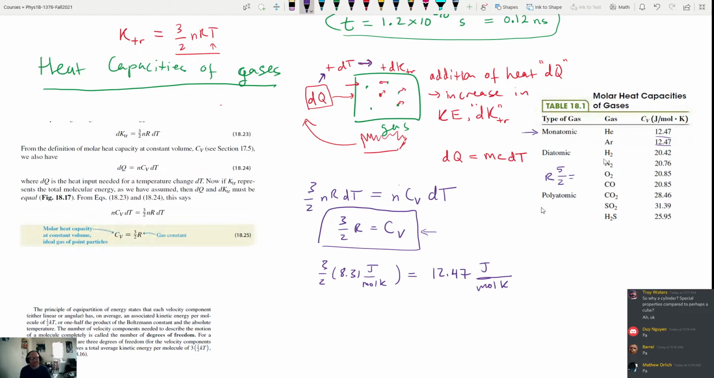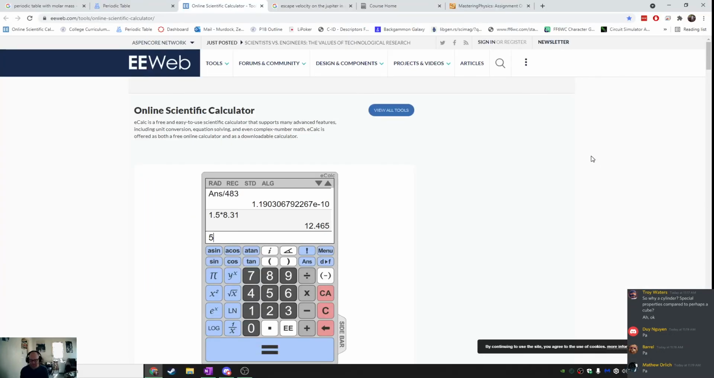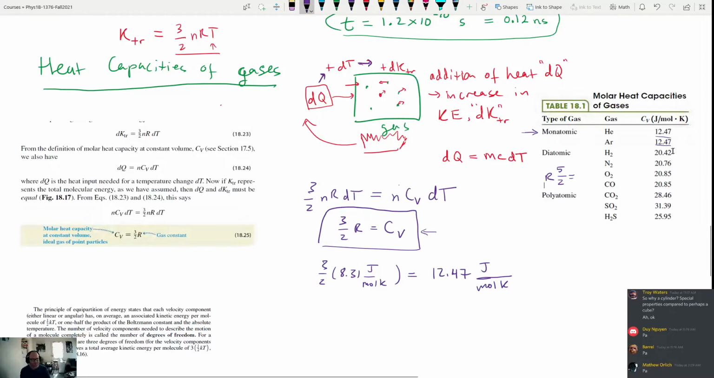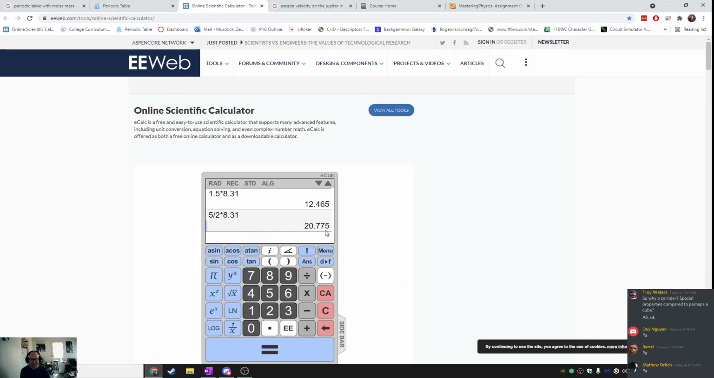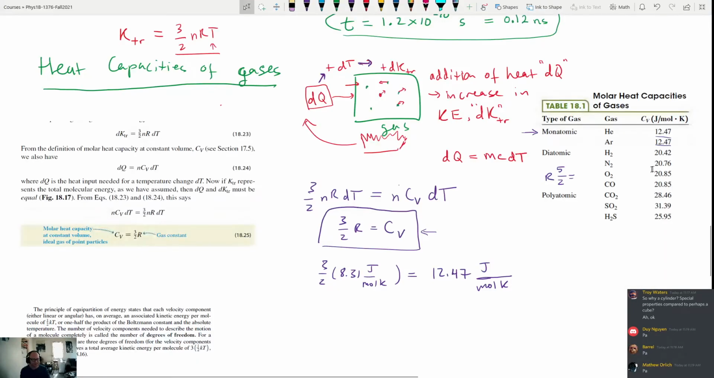If you do 5 halves times R, 5 divided by 2 times R, you get about 20, which is exactly, 20.77 is exactly what you get for nitrogen right here. And it's pretty close to what you get for the rest of these. So what's going on with the diatomic molecules?